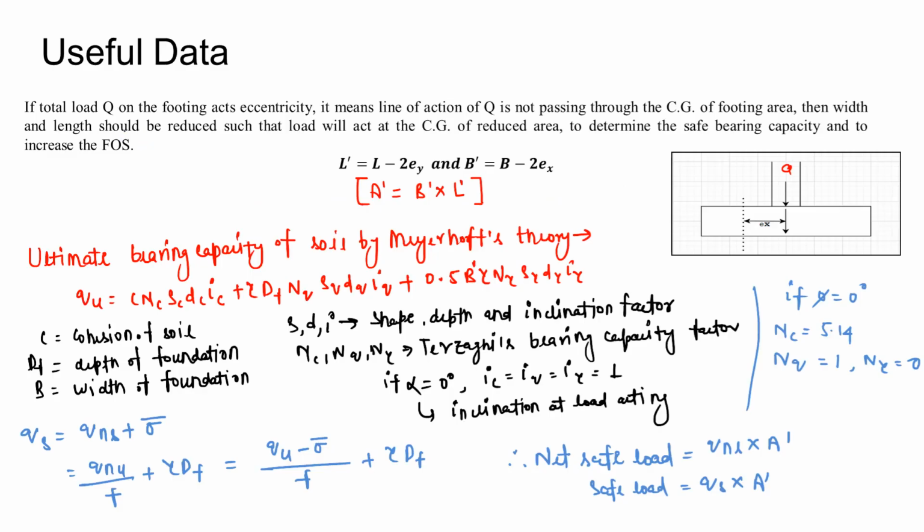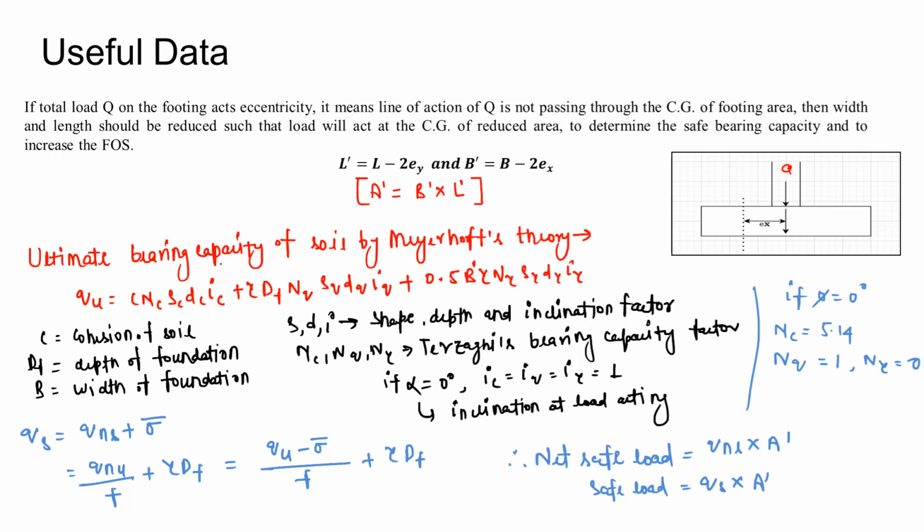Now coming to the useful data part, if total load Q is acting on the footing with eccentricity, it means that the line of action of Q is not passing through the CG of the footing area. Then the width and the length of the area should be reduced such that the load will pass through the CG of the reduced area, to determine the safe bearing capacity and to increase the factor of safety. So if the load is acting at some eccentricity, the length will be reduced to L dash, that is L minus 2 times eccentricity in y direction, and B dash will be B minus 2 times eccentricity in x direction, and the new area A dash will be B dash into L dash.